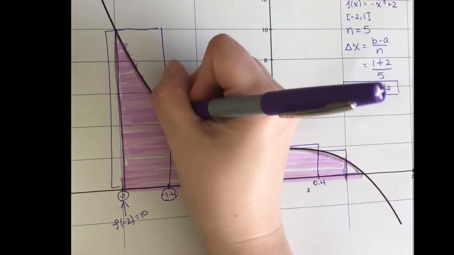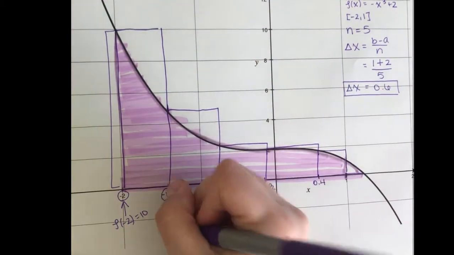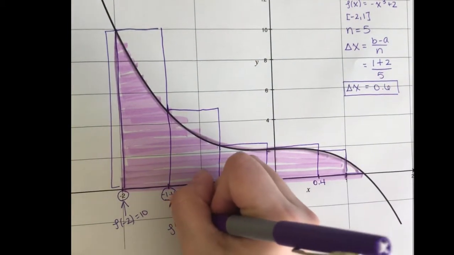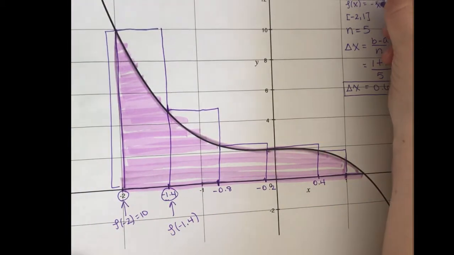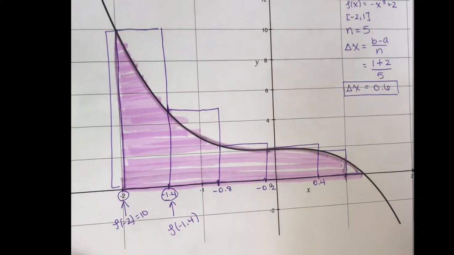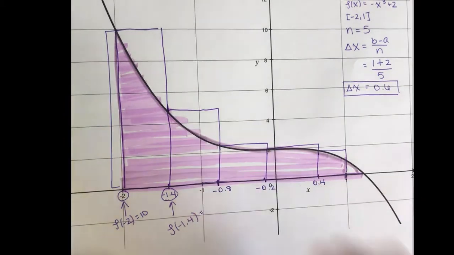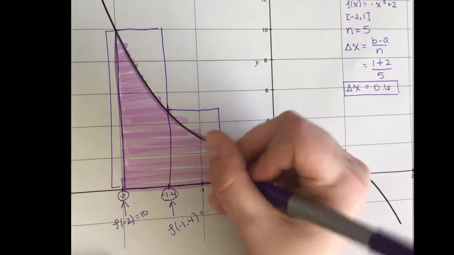The second rectangle, the height comes from here, f of -1.4. Again, remember to find the function heights, I'm just plugging x into the function here and finding what that value is. So at -1.4, it's 4.744.